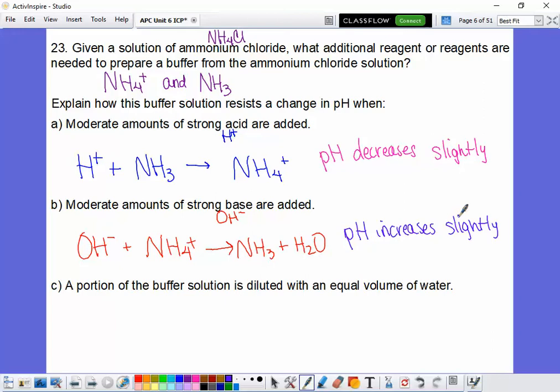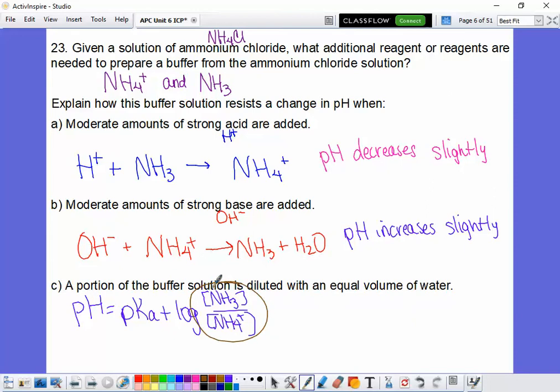Why do you say that that's wrong? That's an answer I receive every year. Bring it back to the Henderson-Hasselbalch equation. pH equals pKa plus log of, in this case, NH3 over NH4 plus. What is happening to this ratio? By diluting it, both of the concentrations, say we cut both the concentrations in half. So what's happening to the ratio? Nothing. It's staying the same.